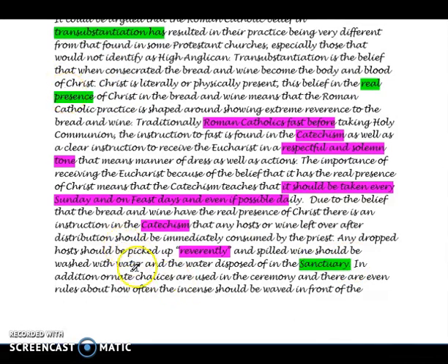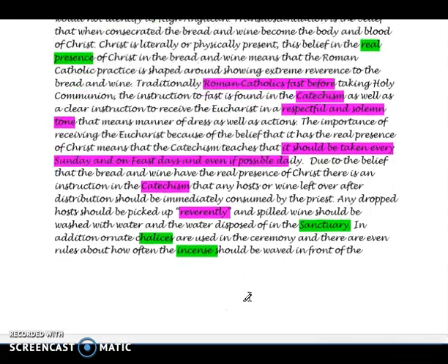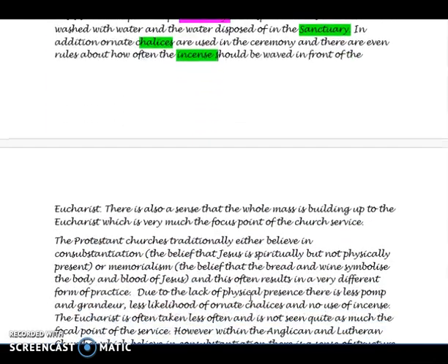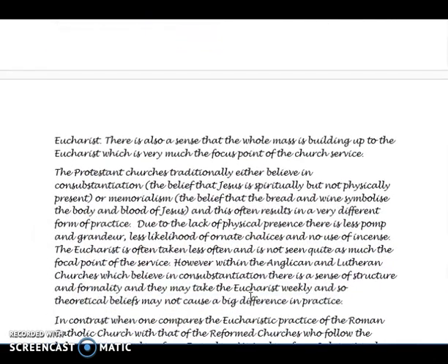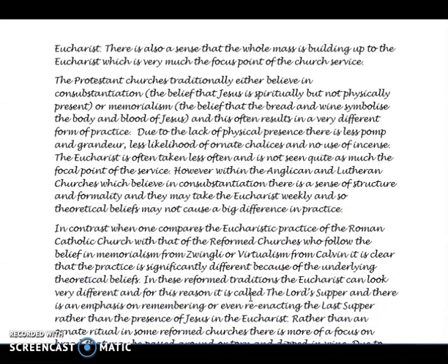There's also ornate chalices, and there's even rules about how often the incense should be waved. I think it's 3 times, but I couldn't remember, so I just said there's a rule. Okay, so there's very much a sense that within the Roman Catholic Mass, it's building up to the Eucharist. The Eucharist is the centre.